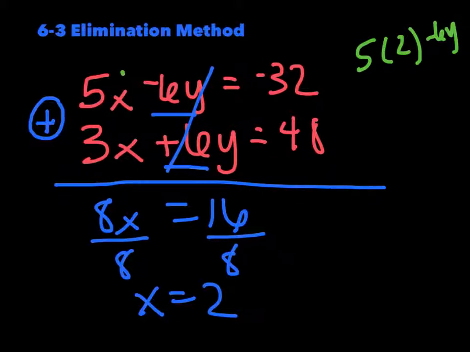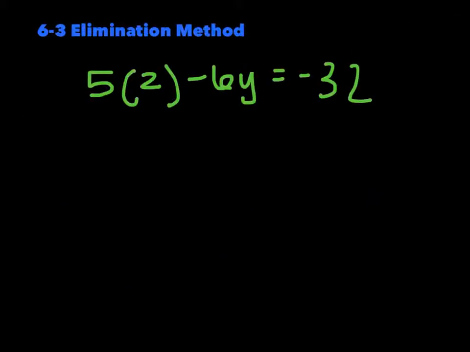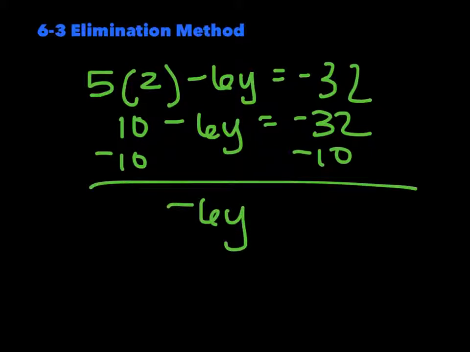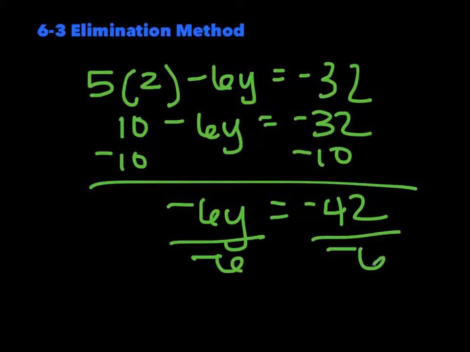Alright, let's try this for like a third time. If I plug in 2, I get 10 minus 6y is equal to -32. So if I subtract 10 on both sides, I get -6y is equal to -42. Divide by -6. So y is equal to +7.